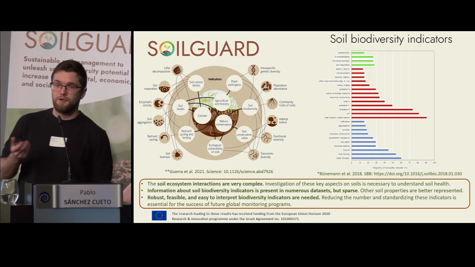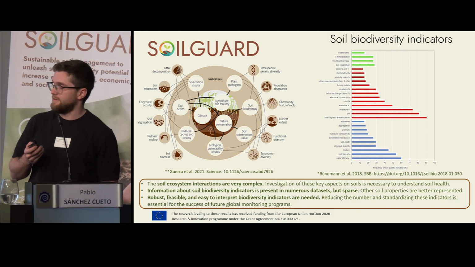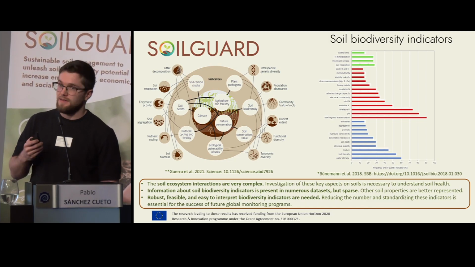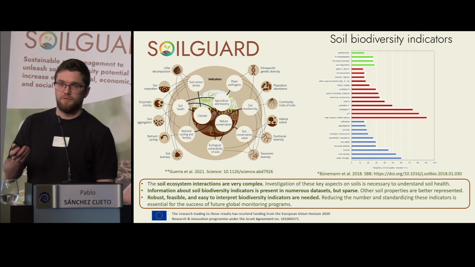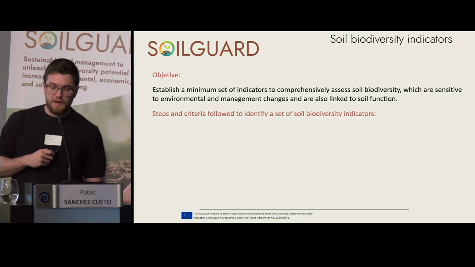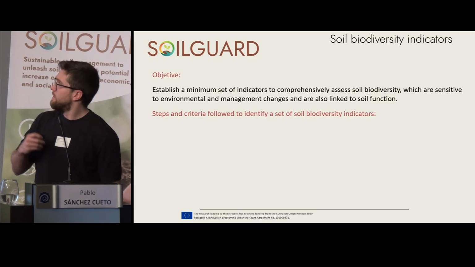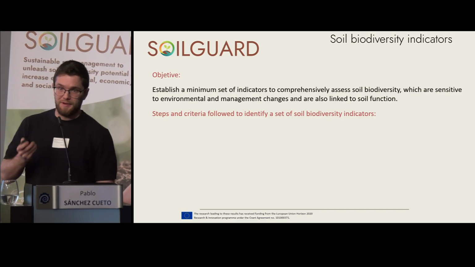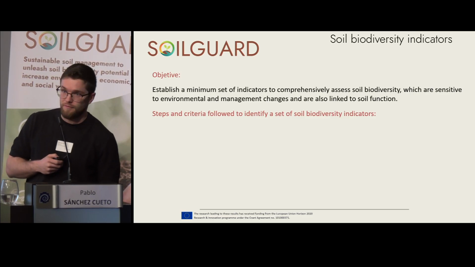is something robust, feasible, easy to interpret, harmonized, and also with a feasible number of biodiversity metrics that can help to establish future global monitoring in a successful way. In view of that, we have these main objectives: to establish a minimum set of indicators that help us to assess soil biodiversity, and which are also sensitive to management or environmental factors, and are also linked with soil functioning.